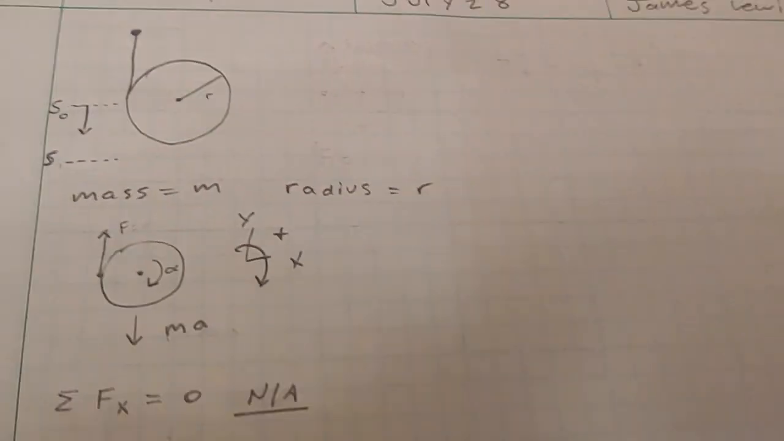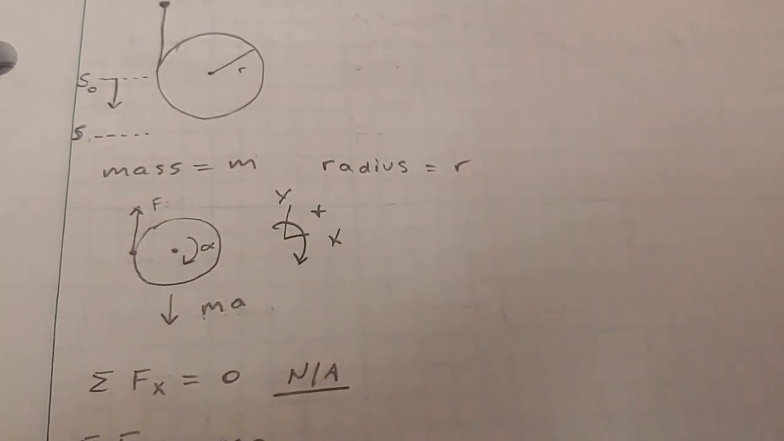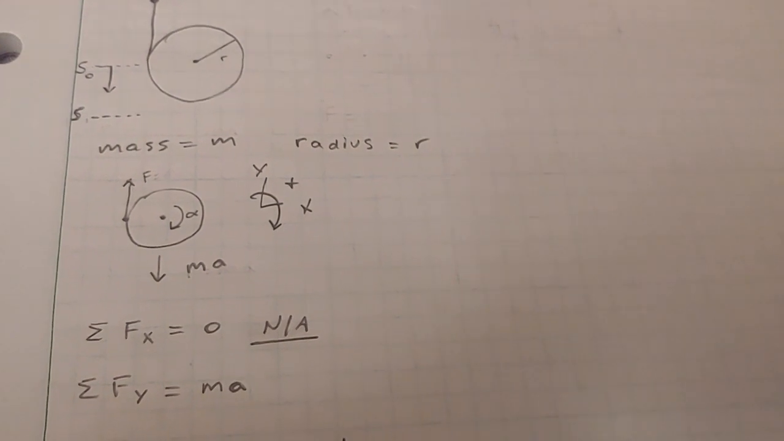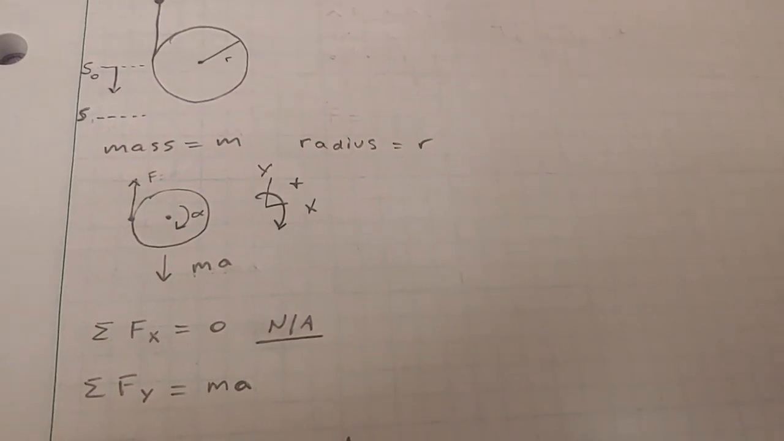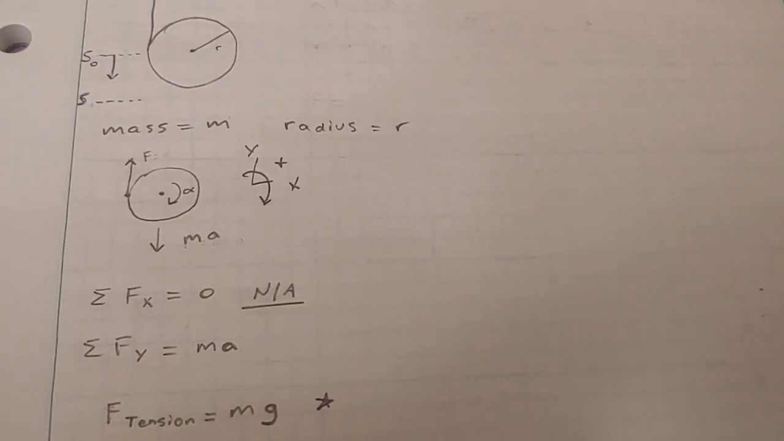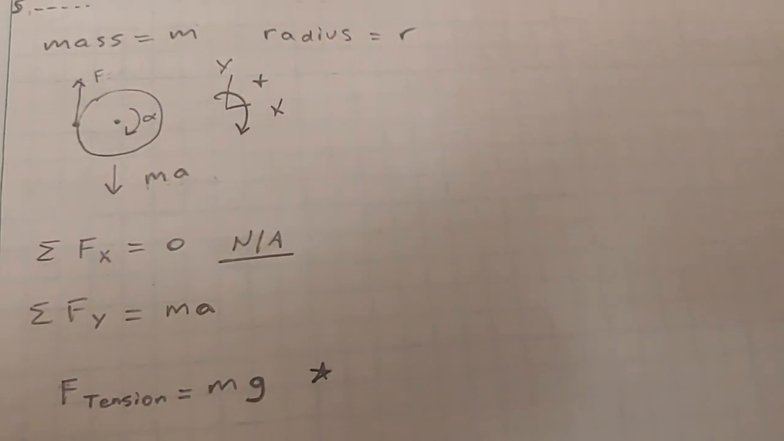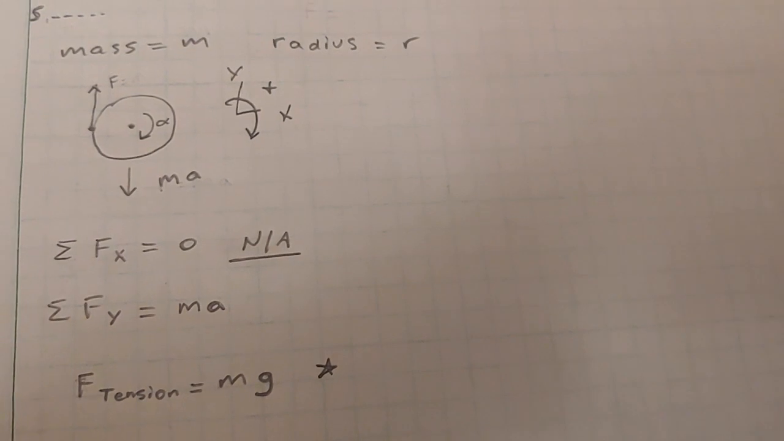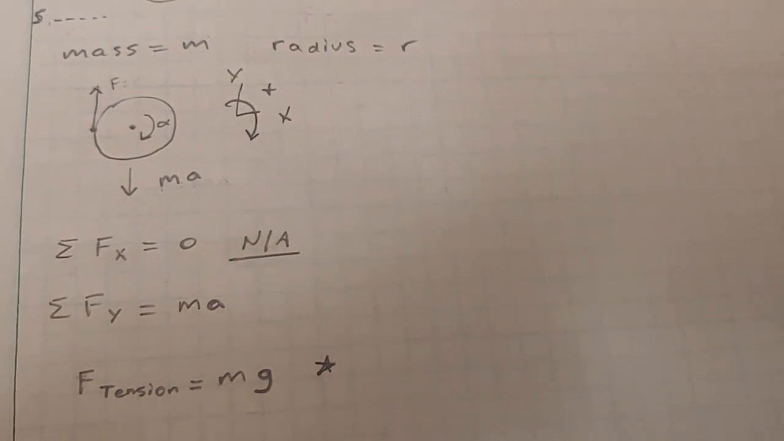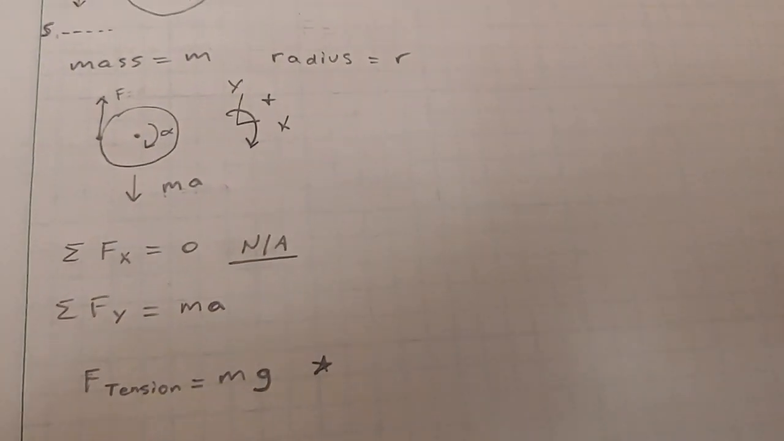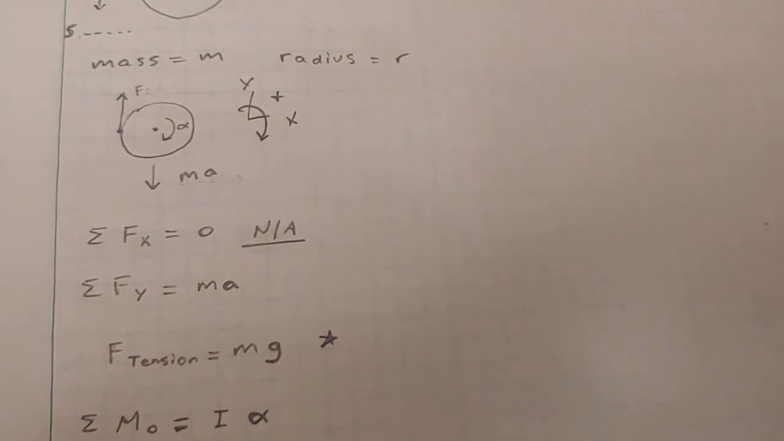Our sum of forces in the x direction are negligible because they don't exist, so we're not going to worry about that. Our sum of forces in the y direction are equal to mass times acceleration, so the sum of forces in the y direction are only the force due to tension, and the mass times acceleration is mass times the acceleration due to gravity. So we're going to star that equation because we're going to end up using that later on.